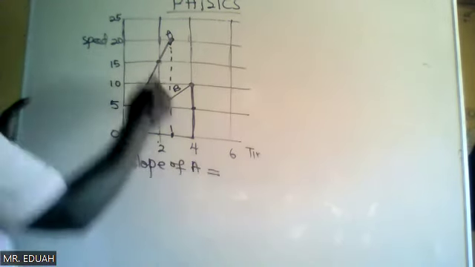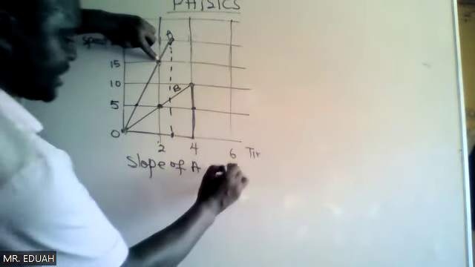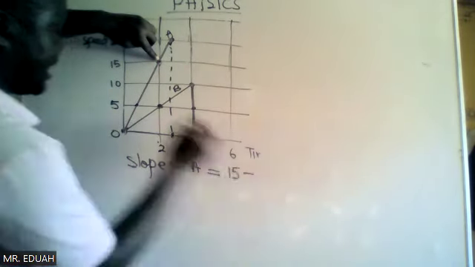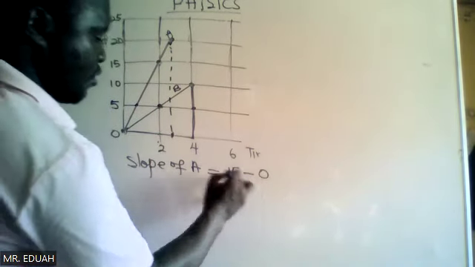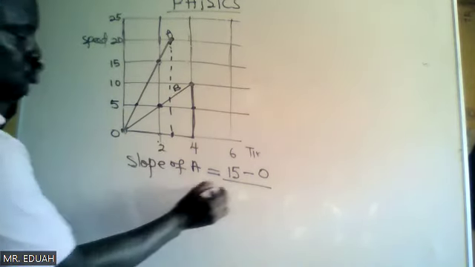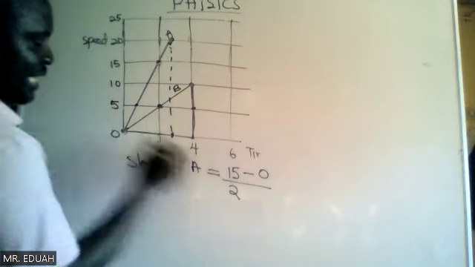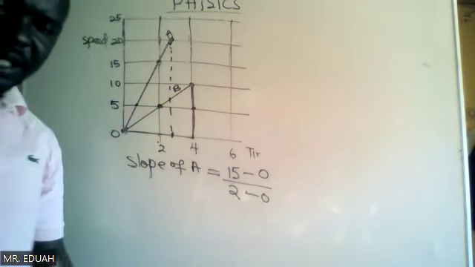So if I pick these 2 points, then the slope of A is equal to the change in the vertical. The maximum vertical value is 15 minus the minimum vertical value 0, over the time: maximum time 2, minimum time 0. And so I can easily find the slope.